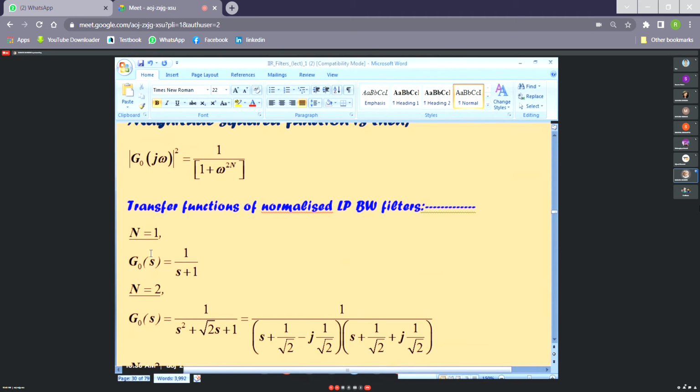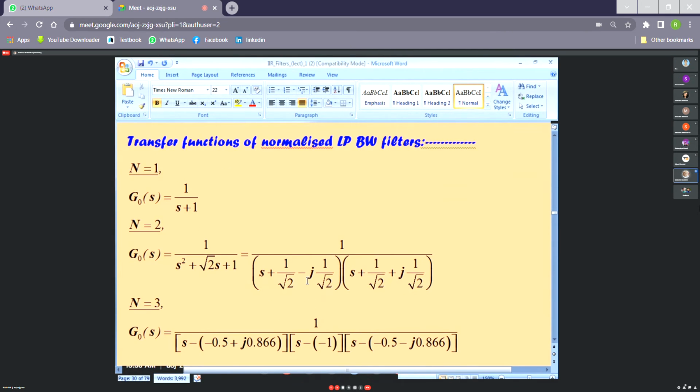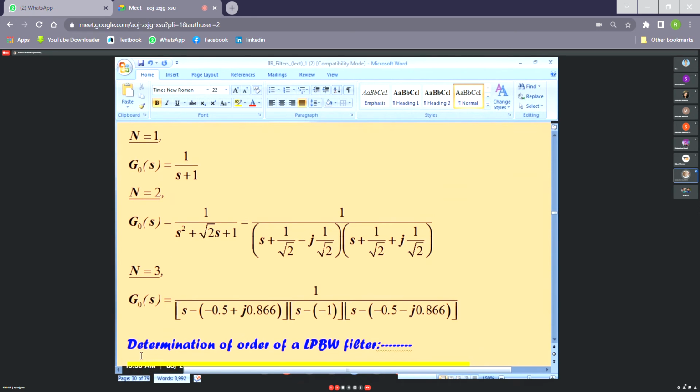First order normalized low pass Butterworth filter, the transfer function is 1 by s plus 1. Second order normalized low pass Butterworth filter, the transfer function is 1 by s square plus root 2 s plus 1. It can also be expressed in this manner with the denominator in the factorized form. For the third order normalized low pass Butterworth filter, the expression is given by what is written here.